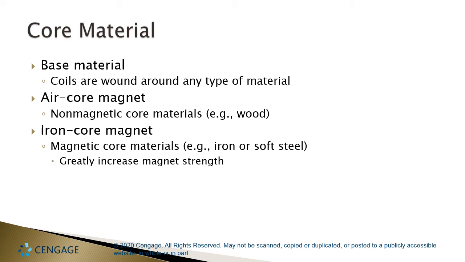On the other hand, if you use a magnetic core material, something like iron, steel, or one of those other ferro materials, you can dramatically increase the strength of the magnetic field. So that's the other variable you can play around with. And there's reasons why you want to have different core materials. So we will see both air core magnets and iron core magnets, depending on what we want the magnet to do.